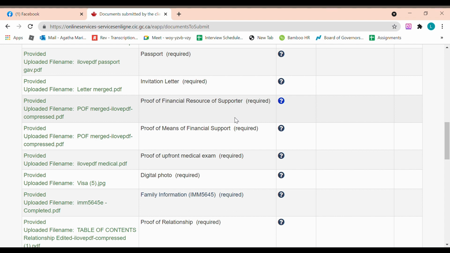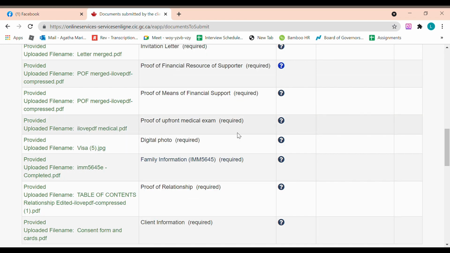And this is where I also submitted my financial documents. So my GIC, my proof of tuition, and my savings account. Yes, and if you have work, you can also submit that here. So anything that may prove that you are able to support the applicant for their stay in Canada.